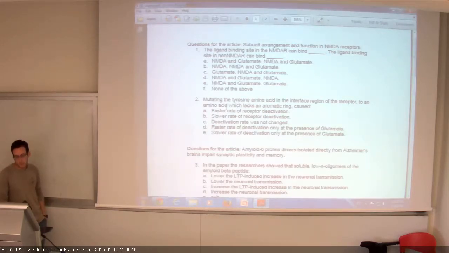Let's take a step back. What is the role of the aromatic ring in the interface region of the NMDA receptor? This is another option for a question. What is the role? It binds glutamate, right? It binds what? The glutamate? No, not the glutamate, because the glutamate is on the other side of the Pac-Man, where the ligand binds. But the tyrosine in the interface region enters what we call the hydrophobic back pocket, or the hydrophobic pocket or hydrophobic hole, that captures, stabilizes, or interacts pretty stably with the aromatic ring, and that leaves the two Pac-Mans open for a little longer. So it stabilizes the open structure of this receptor, and hence slows down deactivation. So mutating this amino acid to one that has no aromatic ring causes a faster rate of receptor deactivation.